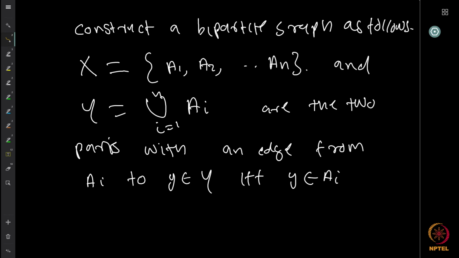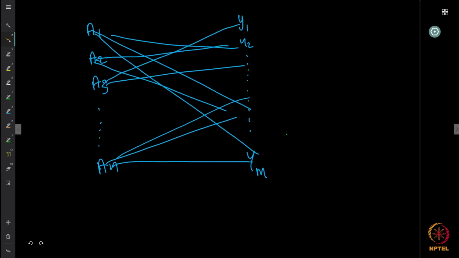Now, two parts, right? X and Y. There is an edge from Ai to an element y if and only if y is an element of Ai. Okay. So this is basically kind of an incidence graph, right? The bipartite graph, which says that A3, right, is basically connected to all its elements in the universe. A4 is connected to all its elements. AN is connected to all its elements, right? So this is the incidence graph, which is bipartite.